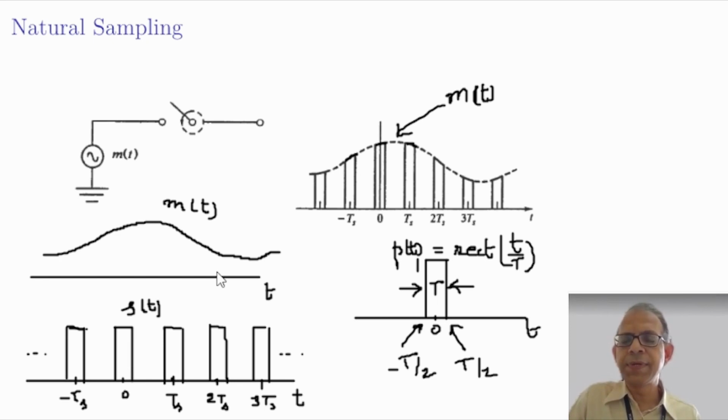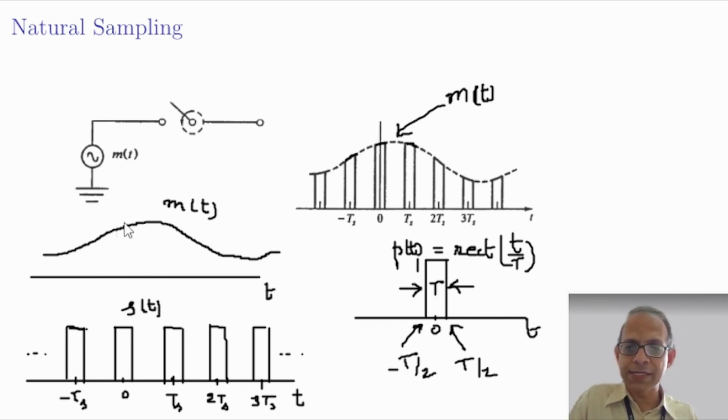Natural sampling is achieved through a high-speed switching process. The message signal is applied to the switch, and when the switch closes, we get the message signal, and when the switch opens, we don't get anything. This way, we get a sampled version of the message signal in which the message appears in the form of pulses, with the pulse tops following the message profile. This process is called natural sampling because the pulse tops follow the message shape.